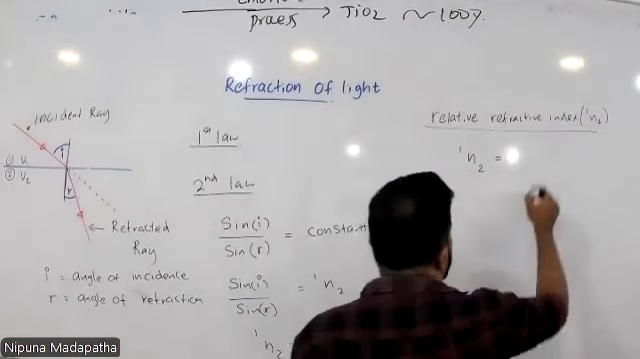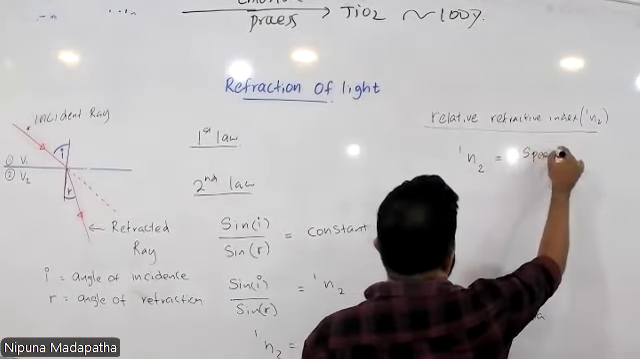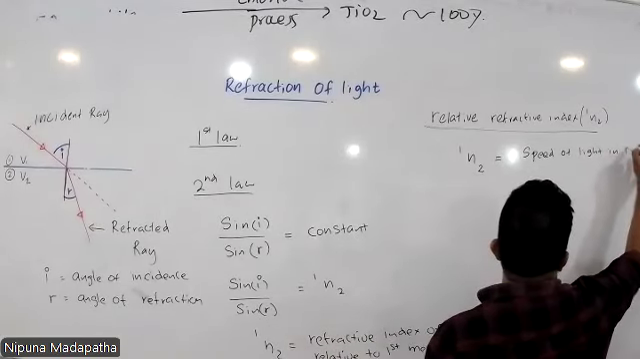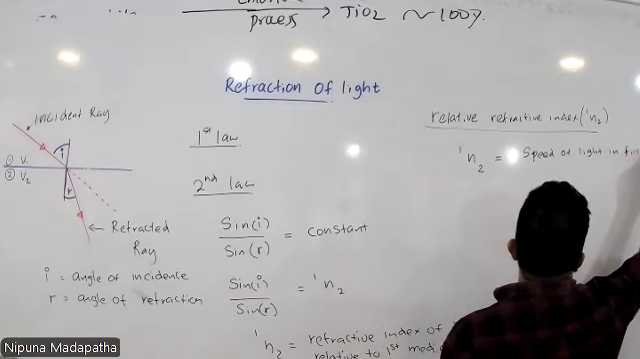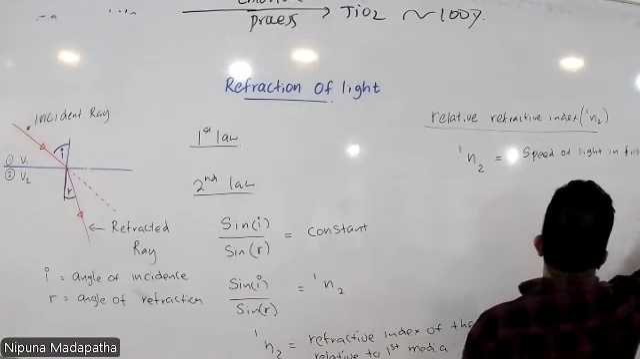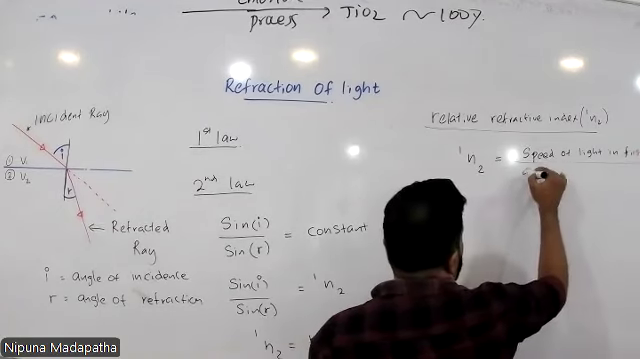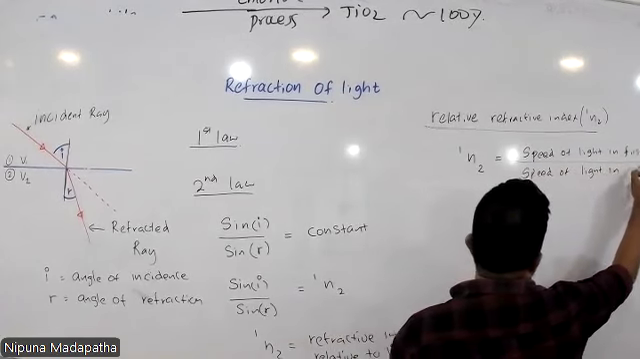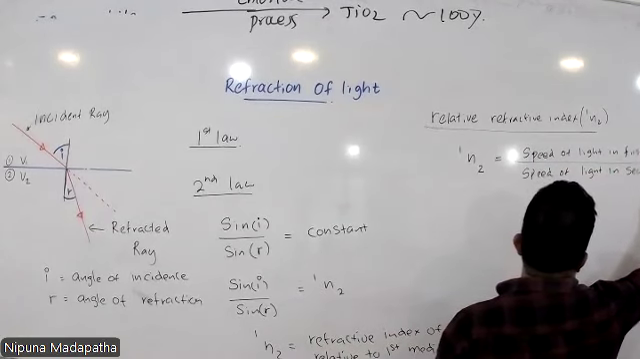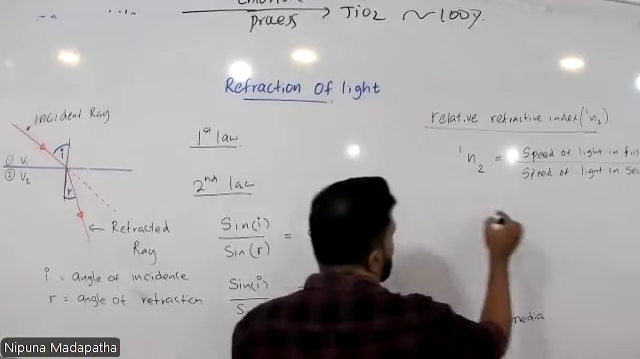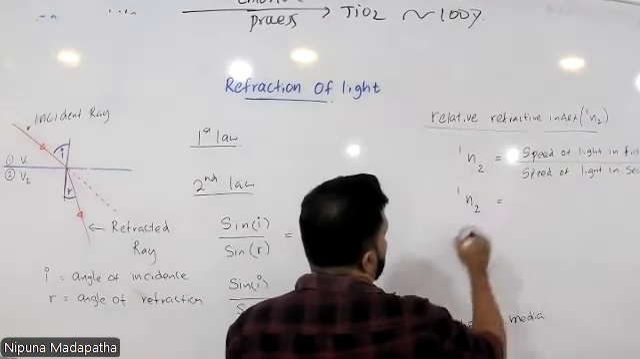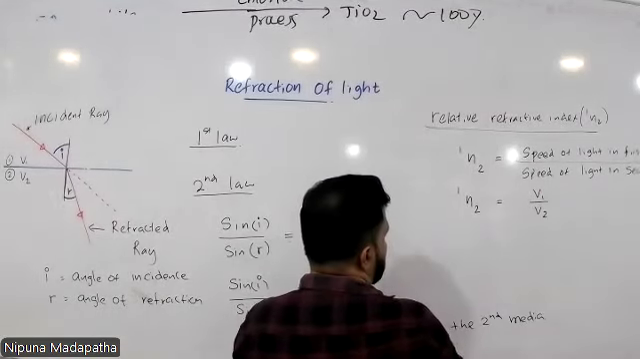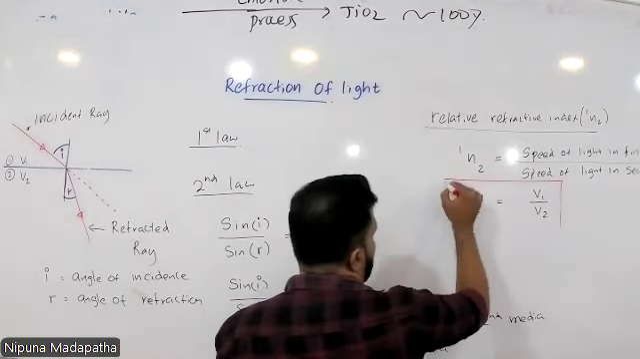Again, 1n2 is the speed of light in the first medium over the speed of light in the second medium. So this is how we define relative refractive index: speed of light in first medium over speed of light in second medium. This is the relative refractive index.